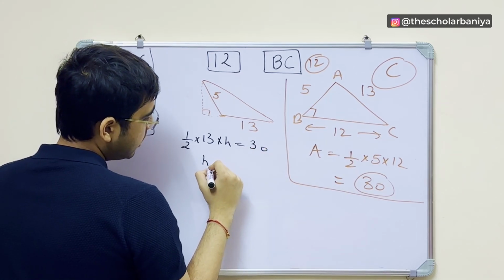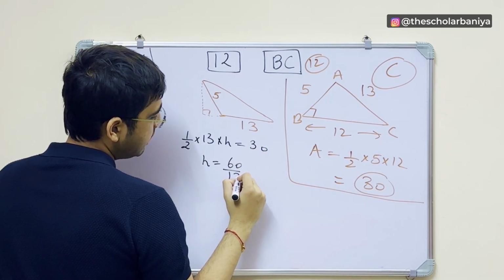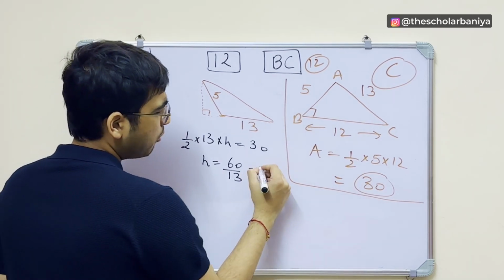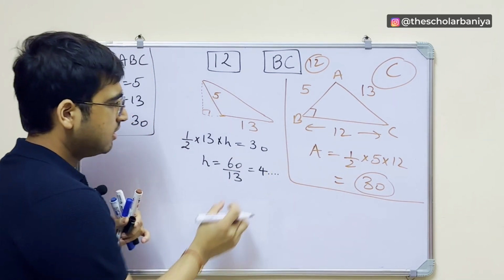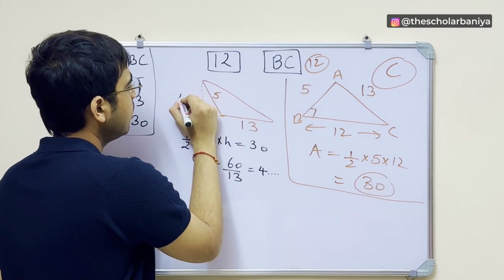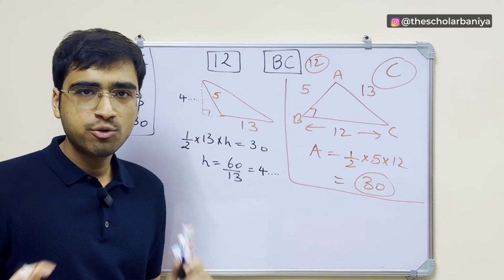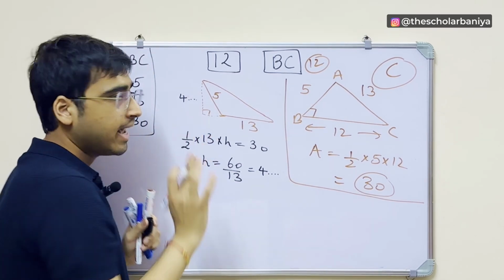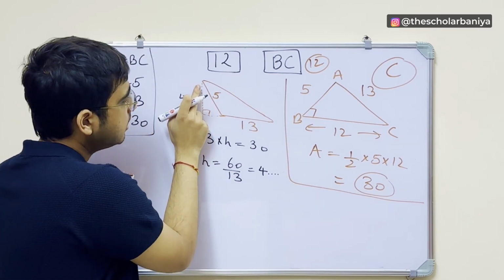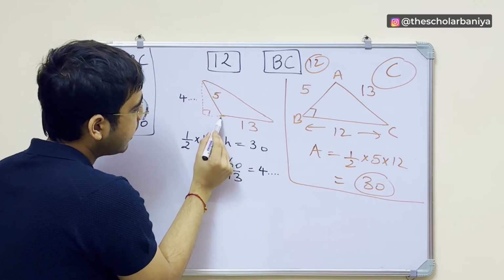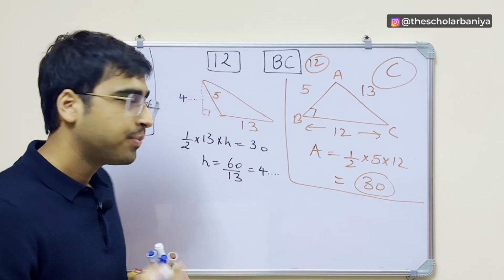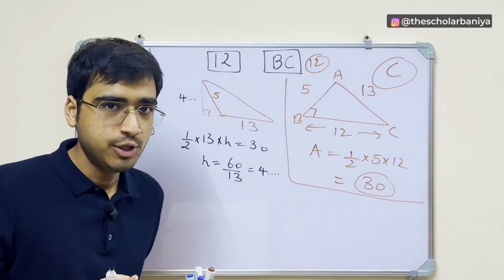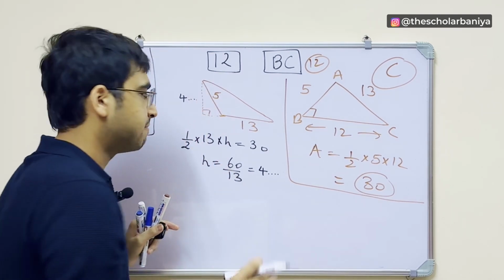So h becomes how much? 60 upon 13, right? So this will be somewhere around 4 point something, which I don't really care about, right? But one thing is for sure, that this h is completely valid, because the hypotenuse, if you see in this small triangle, the hypotenuse is 5, right? And this side is 4 point something, which means it is less than the hypotenuse. So this is completely fine.